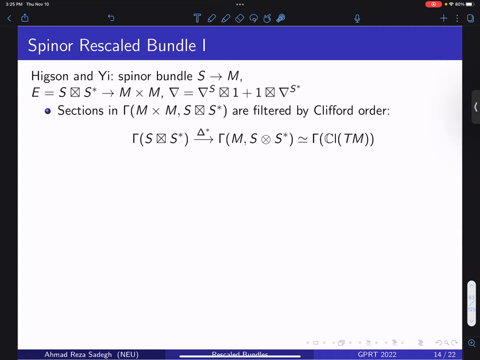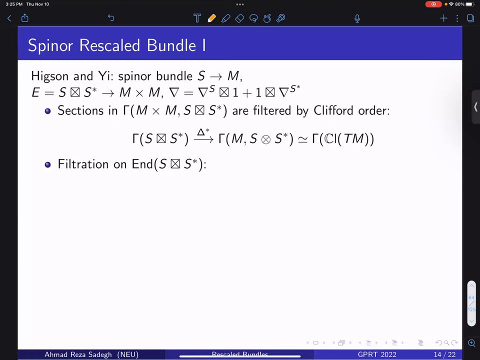Basically, I should have mentioned it earlier. As you see here, when you restrict the section of S box tensor S star to the diagonal, you obtain the usual S tensor S star. And as I said, this is identifiable with the exterior bundle or Clifford bundle, and you can use that filtration. That's the first structure that we need.